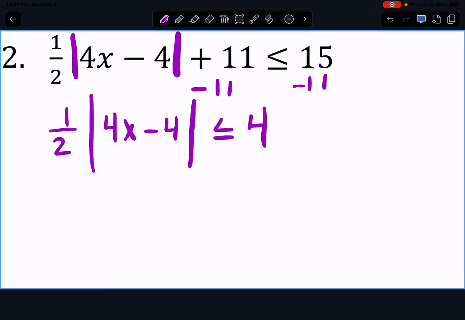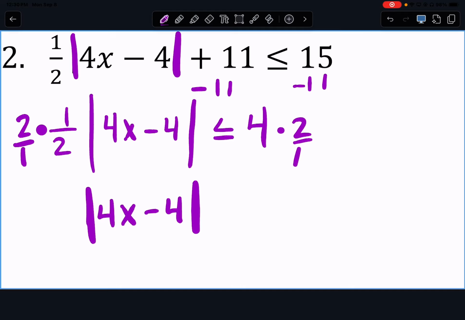Can I ever distribute into an absolute value? No. Okay, so we have to get rid of that fraction. How do I get rid of that fraction? I can divide it, which if you divide by a fraction, you end up multiplying by the reciprocal. So here we have 2/1. So we get absolute value of 4x minus 4 is equal to 4 times 2 is... Does the divided by 1 change anything? No. So just bring that out.